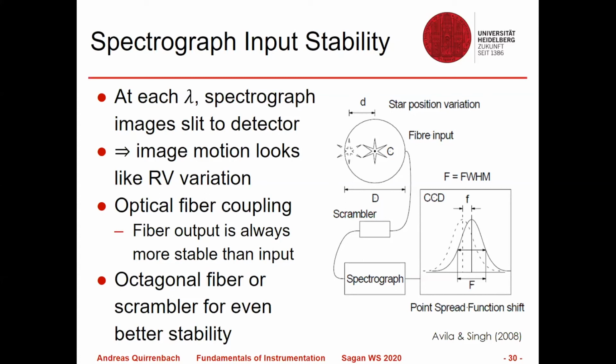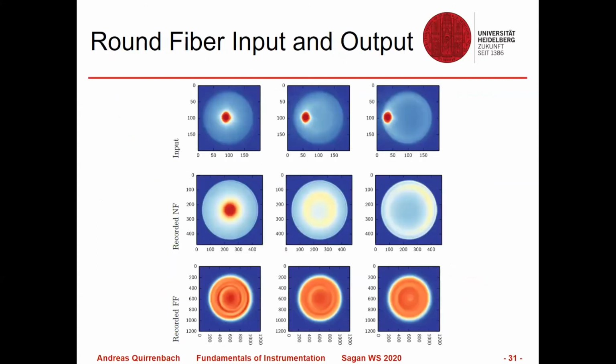And there are tricks now, like using an octagonal fiber or a scrambler, that make the stability even better. So here are some images of a round fiber. Here's the input. We moved a bright source on the input of the fiber. This is the output. This is the near field. This is the far field. So this is directly looking at the fiber. This is looking at the screen at a large distance. And you see that it's not completely uniform because the fiber has this circular symmetry.